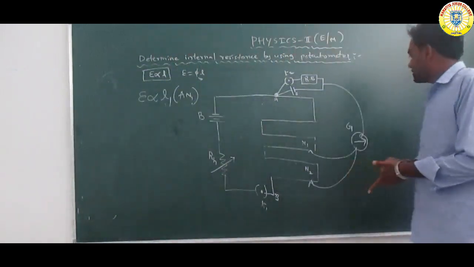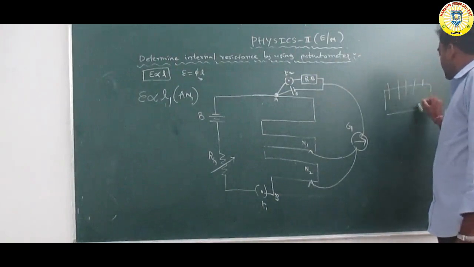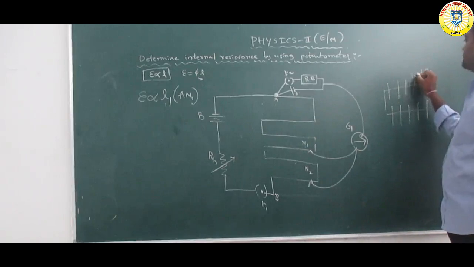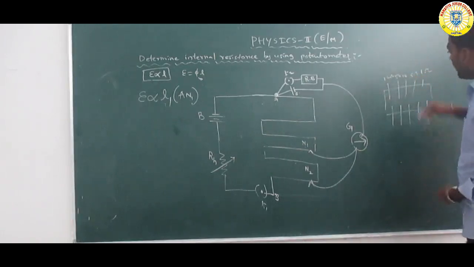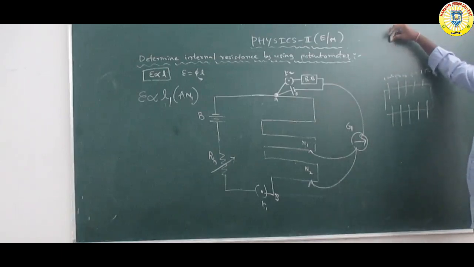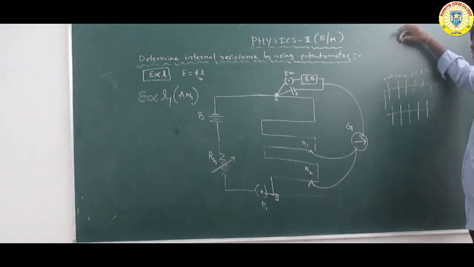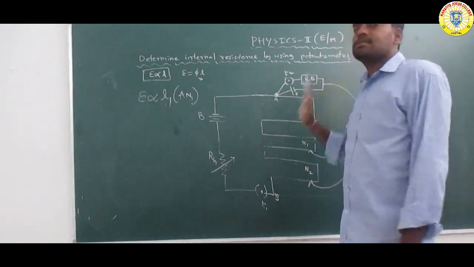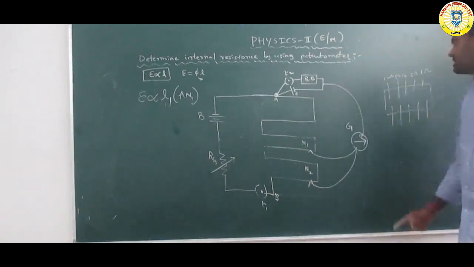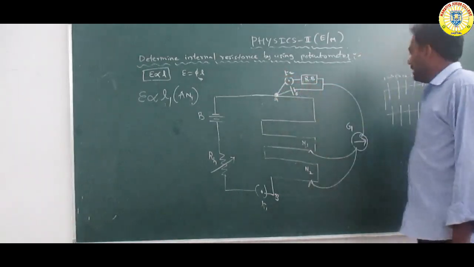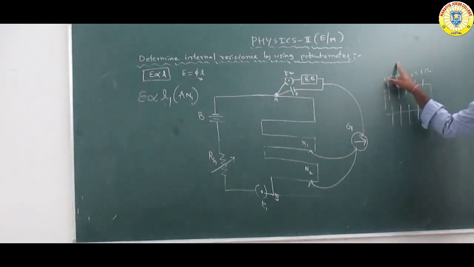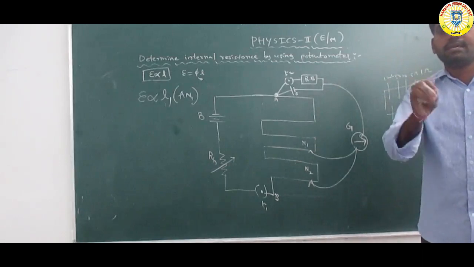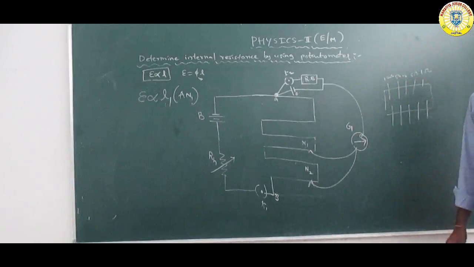This is called a resistance box. A number of resistors are included in the circuit: 1 ohm, 5 ohms, 10 ohms, 50 ohms, 100 ohms. When the plug key is removed from the resistance box, that particular resistance is introduced into the circuit. Very important point: where the plug key is inserted, the current passes through it; where the plug key is removed, that particular resistance is introduced into the circuit. That means a suitable resistance is introduced by removing the plug key.